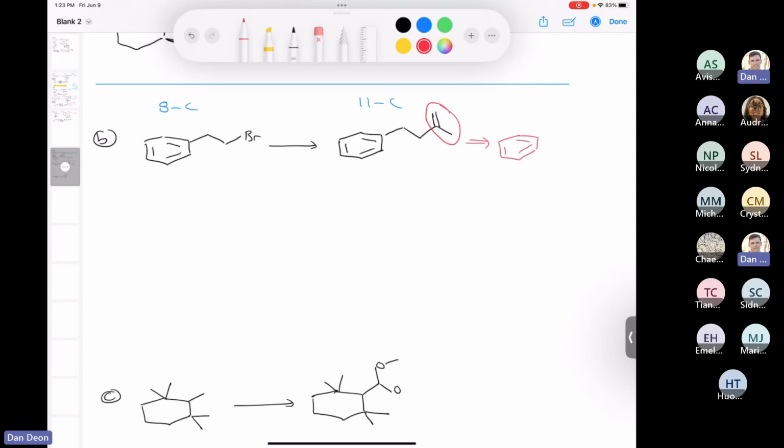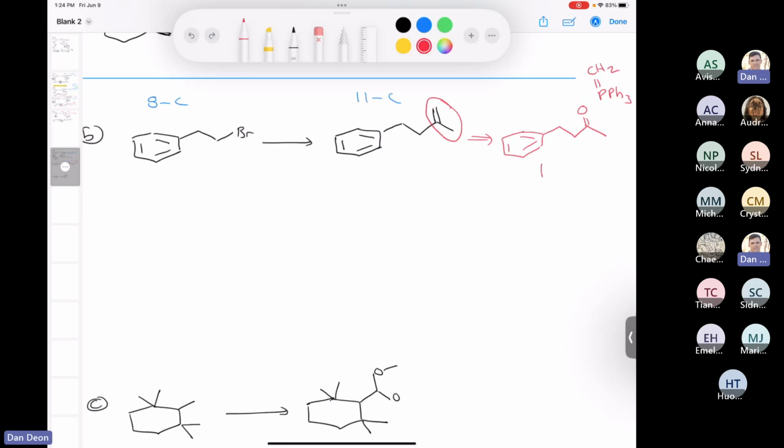If I could make this compound, so 1, 2, 3, 4, if I could make this carbonyl, then I could just treat it with this Wittig reagent. I'm kind of running out of space here, but that would put in that methylene, right? CH2 is a methylene. So that would install that. So then the question becomes, how do I make this carbonyl compound?